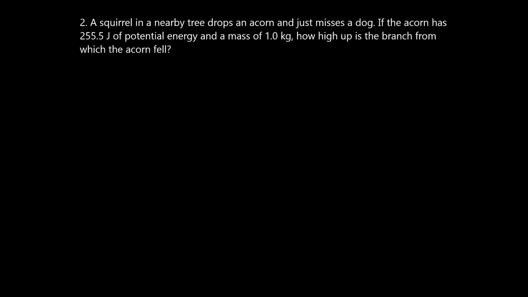Alright, here we have a squirrel in a nearby tree drops an acorn and just misses a dog. If the acorn has 255.5 joules of potential energy and a mass of 1 kilogram, how high up is the branch from which the acorn fell? So the first step, we're going to write our equation.